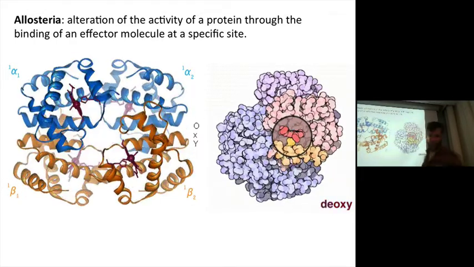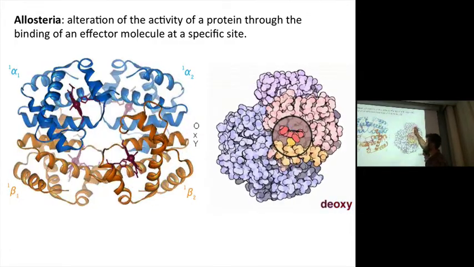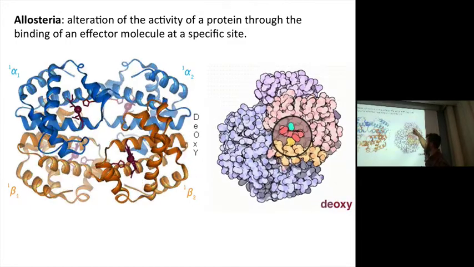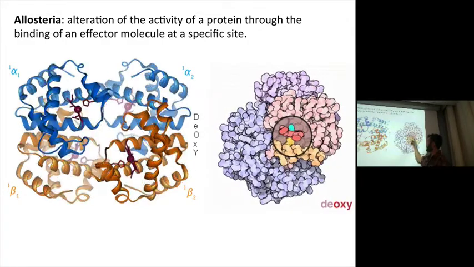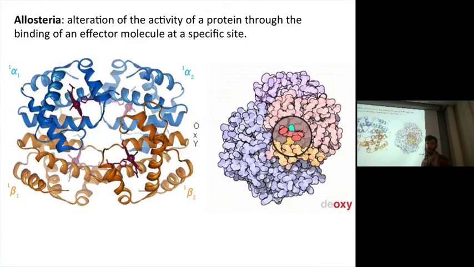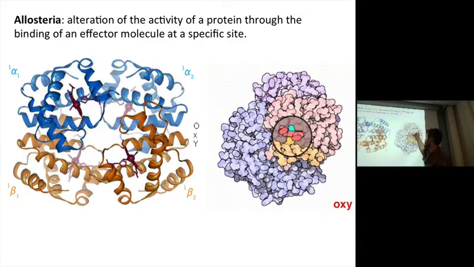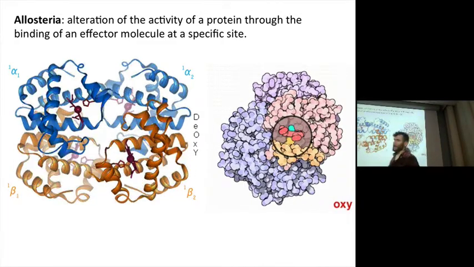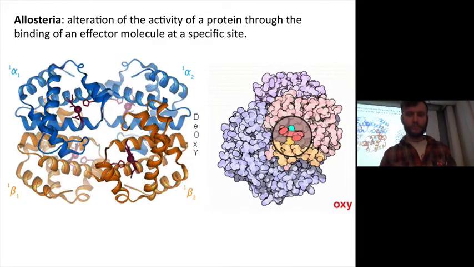All right, and then here we can see oxygen coming down, and as it comes down, this must be from a molecular dynamics simulation or something, we have a whole host of conformational changes that are going to happen. And they may seem subtle, but they have profound impacts upon the ability of other oxygen groups to bind at other sites in the molecule. Okay.